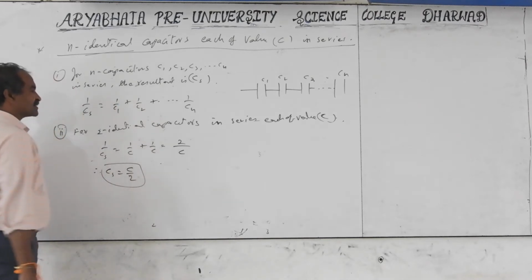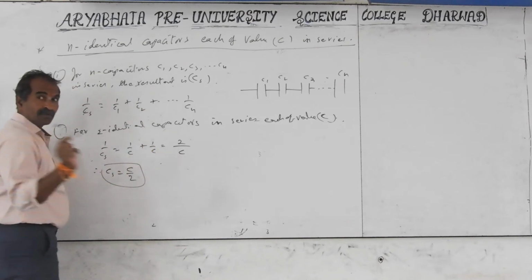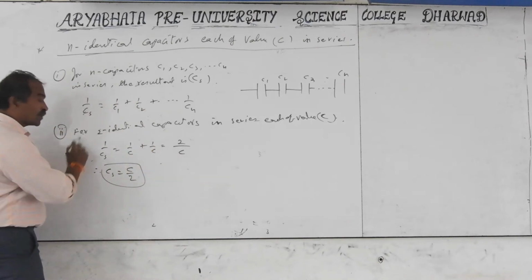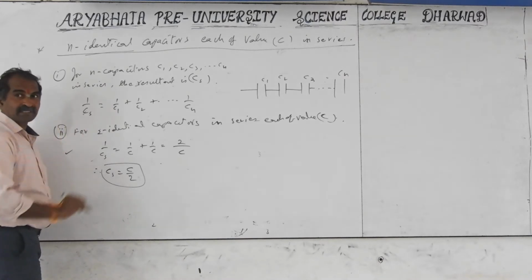If I take three capacitors, then what happens? 1 by C plus 1 by C plus 1 by C. Most of the problems you will be getting are related to two capacitors. Numerical problems mostly are given for two capacitors. You are beginning with that.